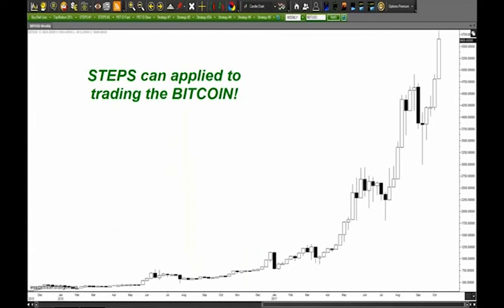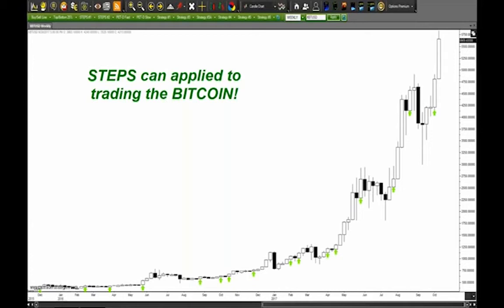Now, we know that there's been a lot of interest lately in the Bitcoin and trading the Bitcoin, okay? Not that we're affiliated with any company and not that we are telling you that you should trade it. It's entirely up to you. But just to show you how well steps can be applied to any market, any direction, here's a weekly chart of the Bitcoin going all the way back to the beginning of 2016, okay? Now, before this market really took off, if you had simply clicked on Steps number 1, look at all the buy setups that were generated here.